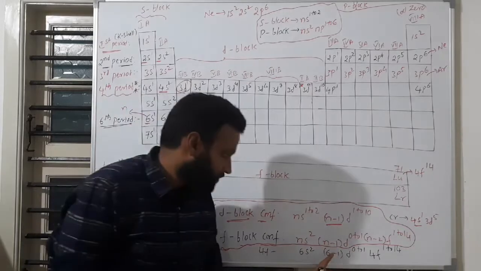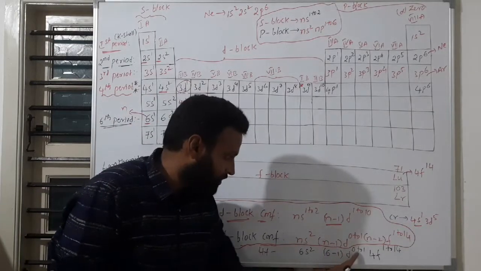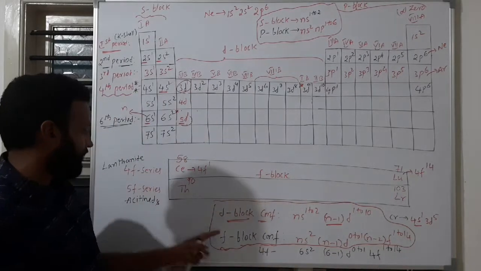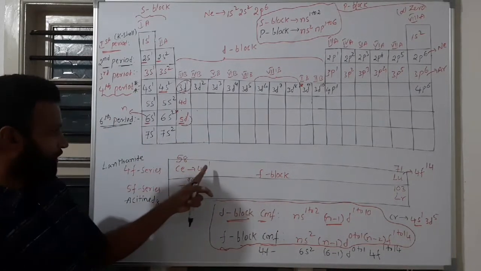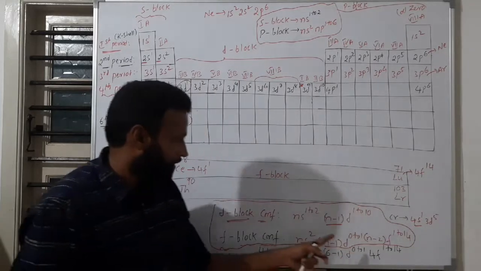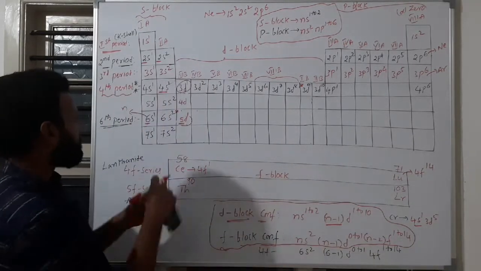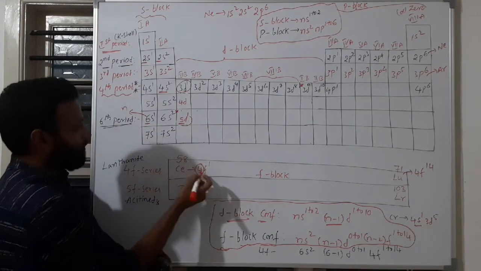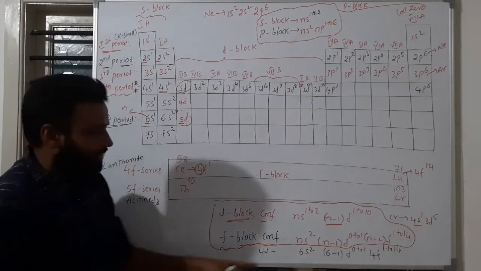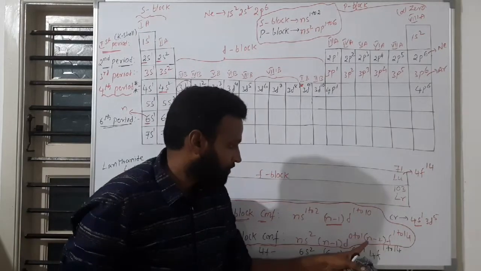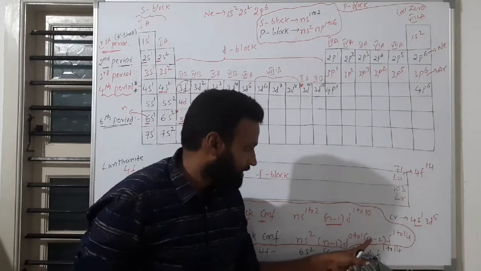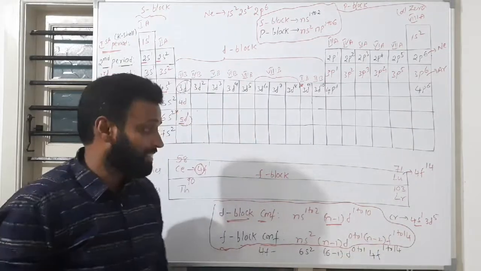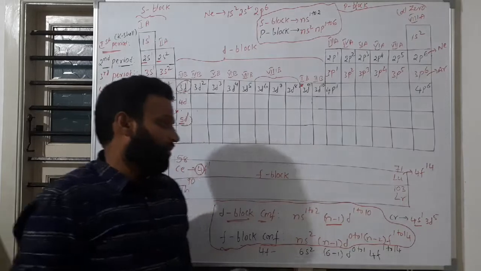Understanding? Okay. So for the f block, it is (n minus 2) f 1 to 14, and (n minus 1) d 0 to 1. Why 4f 1 to 14? F block configuration is 4f 1 to 4f 14. Why is n minus 2 written? Because 6 is n, and 4f is coming. So 6 minus 2 is 4. Simply, you can have (n minus 2) as the general electronic configuration.